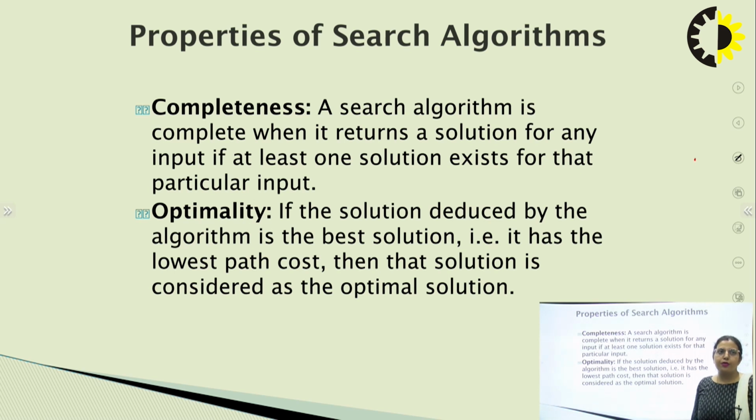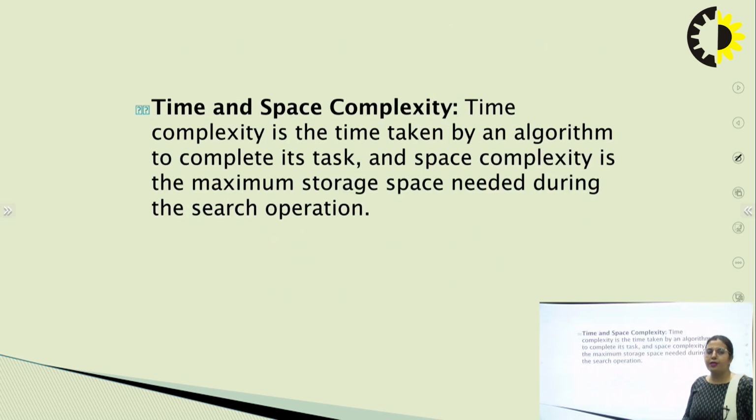These are the properties of a searching algorithm. We can use any search algorithm, but it needs to follow these properties. The first one is completeness. An algorithm is complete when it returns a solution for any input, meaning if there is at least one solution for an input, then we can say that the algorithm is complete. An algorithm is optimal if the solution produced by the algorithm is the best solution, meaning there are a number of solutions and we get the best one from that algorithm. Now the time and space complexity.